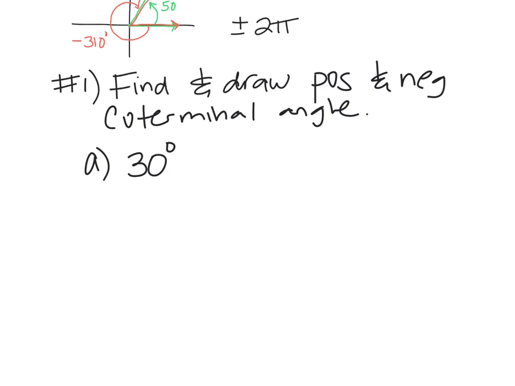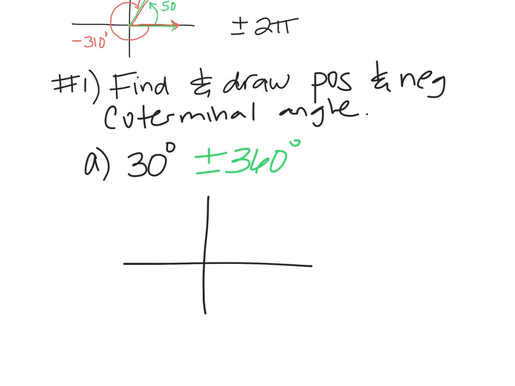It's pretty easy. This problem is pretty easy. All you need to do, really, is add and subtract 360, and you'll get a positive and you'll get a negative coterminal angle. I mean, it's really that easy. You don't have to understand it if you just do that every time. It's better to understand it, though.